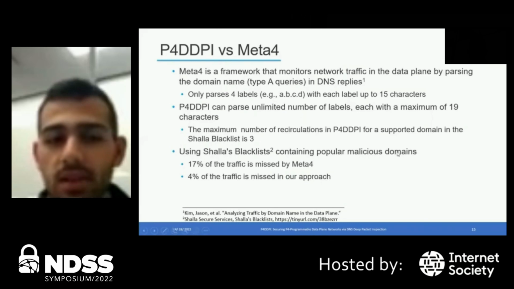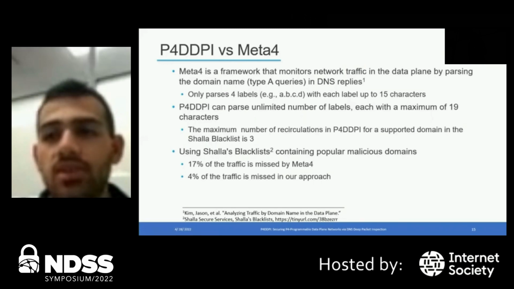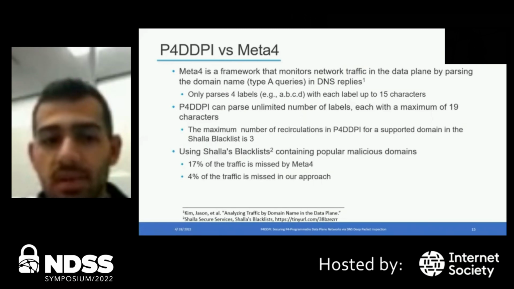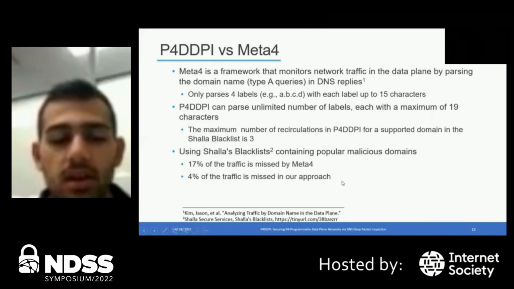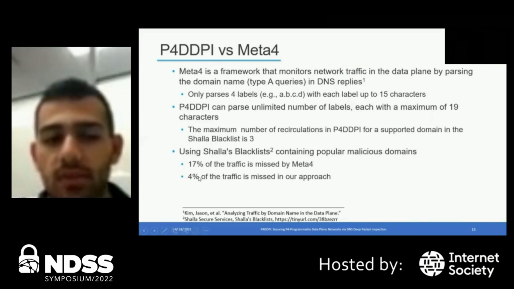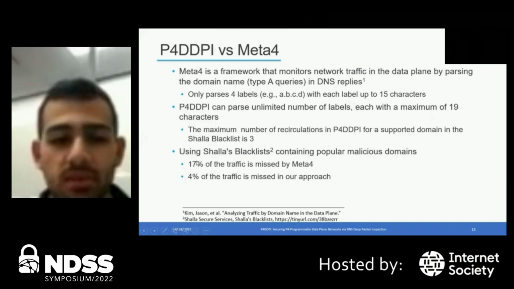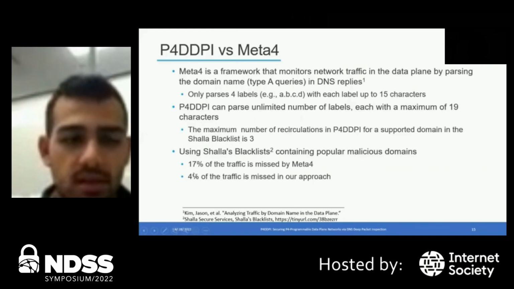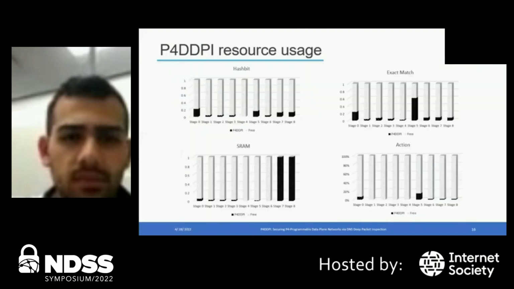We used a data set in order to see how much traffic is missed in our approach and how much traffic is missed in their approach. It is reported here: 4% of malicious traffic in this data set is missed in our approach, whereas 17% is missed in their approach. And we'll see the reason for the 4% in a second.